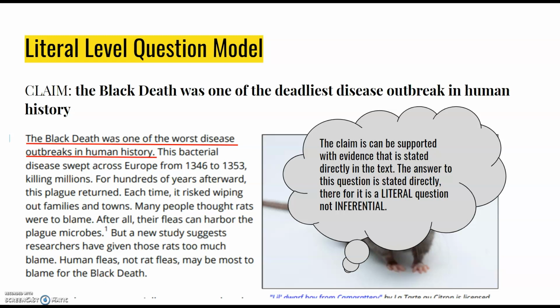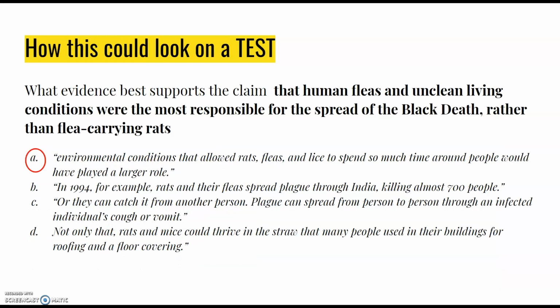I'm going to go ahead and show you another example of what a literal question might look like and an example of what you might be asked on your exit ticket. Typically, in a literal level question, you are going to see that the claim is already stated, and you need to go find evidence that directly supports that claim. Within the evidence, you are going to see words or ideas that directly support the claim. It is going to be explicitly stated in your evidence.